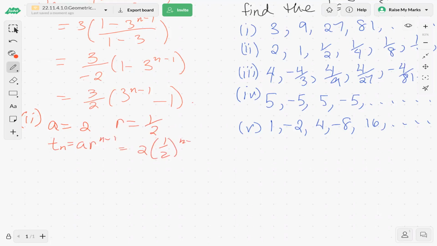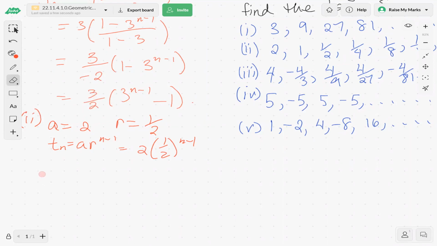Good. Okay, that looks good. Trying to think about this. Can we simplify this in any way? We might be able to. No, let's just leave it at that.